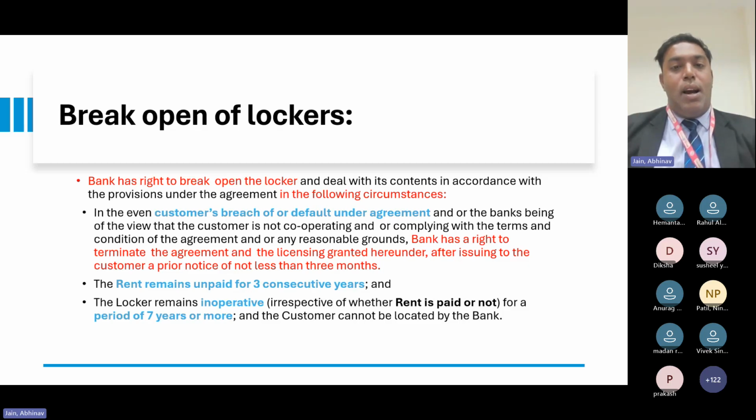Apart from that, what are the conditions where bank will go for break open of the locker? Suppose let's say rent is unpaid for 3 consecutive years, or locker is inoperative for a period of 7 years or more. Very important. Customer cannot be located even if the rent is paid, but the locker is inoperative for the period of 7 years or more. The bank will go for break open of the locker. Very important. First condition, rent remains unpaid for 3 consecutive years, and locker is inoperative for a period of 7 years or more. Very important.